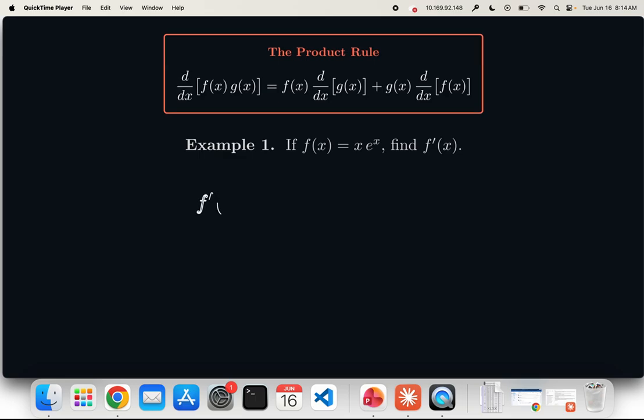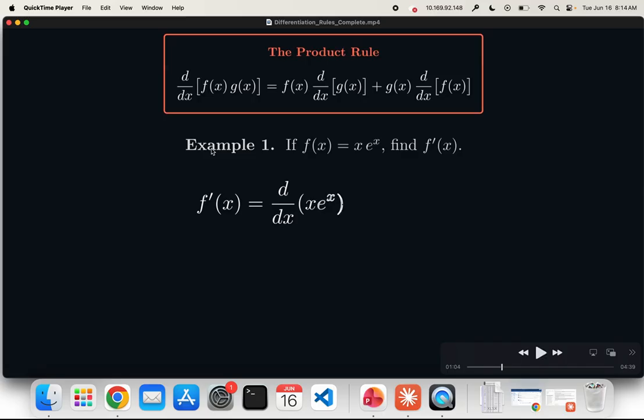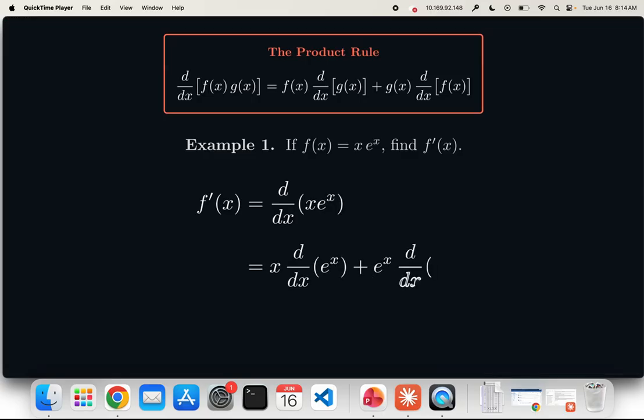For example, if you have x times e to the x, notice this is a product, and we want to differentiate to find f prime. Again, the mistake is you don't want to differentiate them separately and multiply them. You have to apply the full product rule. And so the f of x, the first function, is x in this case. g of x is e to the x.